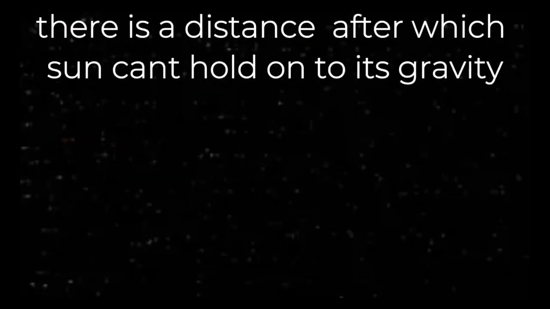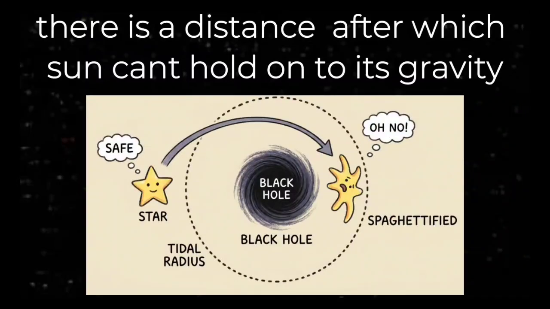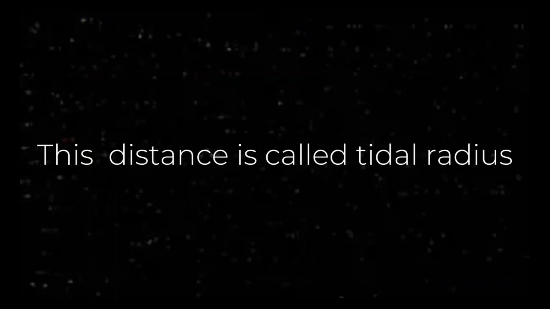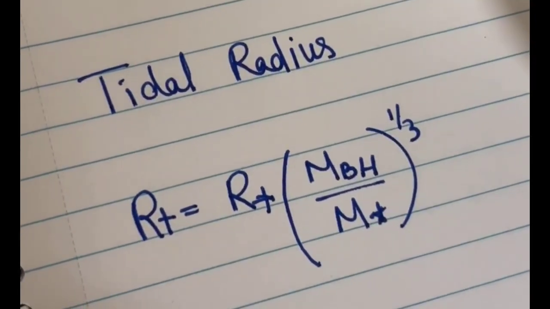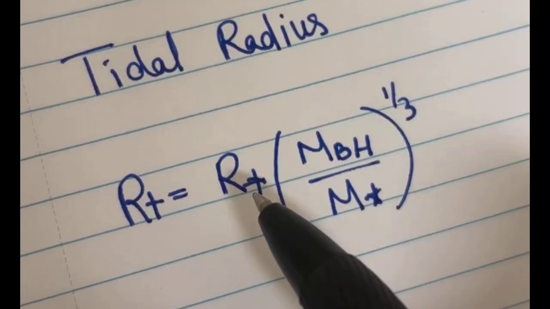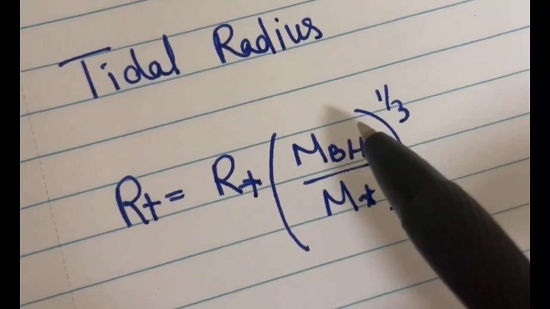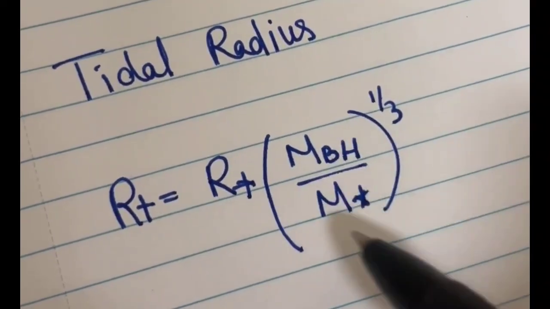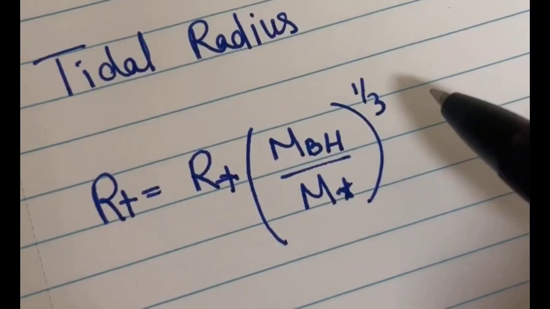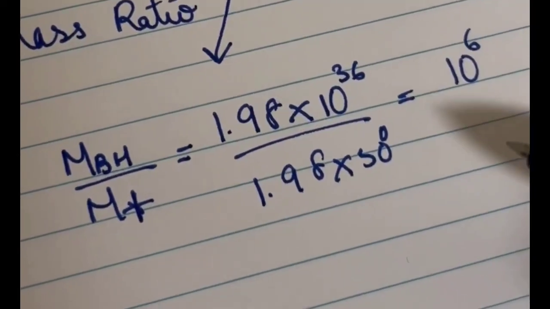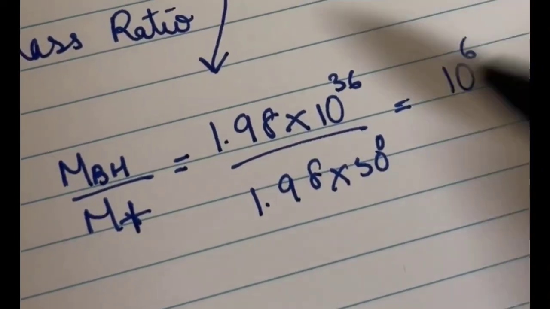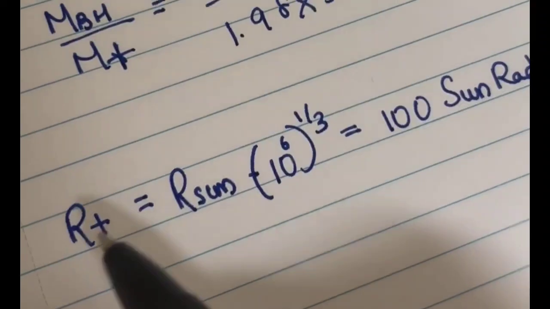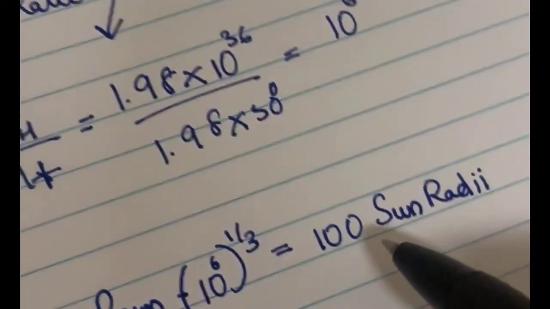There is a specific distance from the black hole where the star can't hold on to itself with its own gravity. Beyond it, the black hole wins and rips apart the star. This exact distance is called the tidal radius. This is the formula to find the tidal radius, where r star is the radius of the star, and this part is the mass of the black hole divided by the mass of the star, whole raised to 1/3. And in this case, the mass of the black hole is 1 million times the mass of the star. So as you can see, the tidal radius is 100 times the sun's radius.